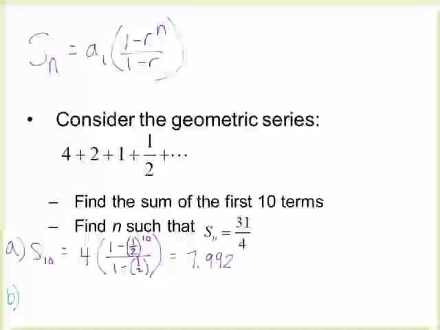So adding up 10 terms gives me 7.992. I want to know how many terms I need to add up to get 31/4. Okay, so I'm going to say 31/4 is equal to a sub 1, which is 4, times 1 minus a half to the n, because I don't know how many terms, over 1 minus a half.